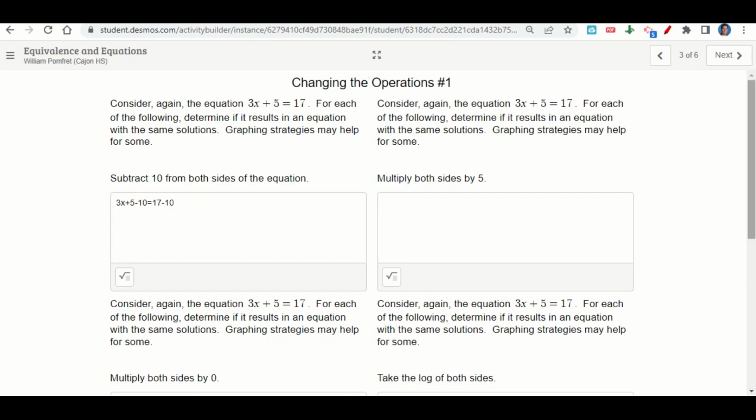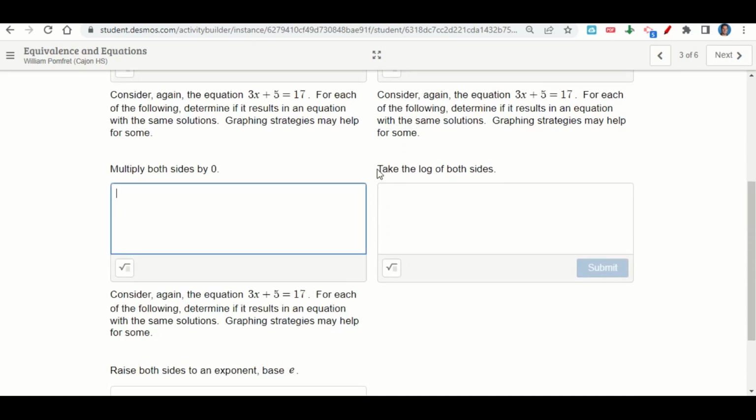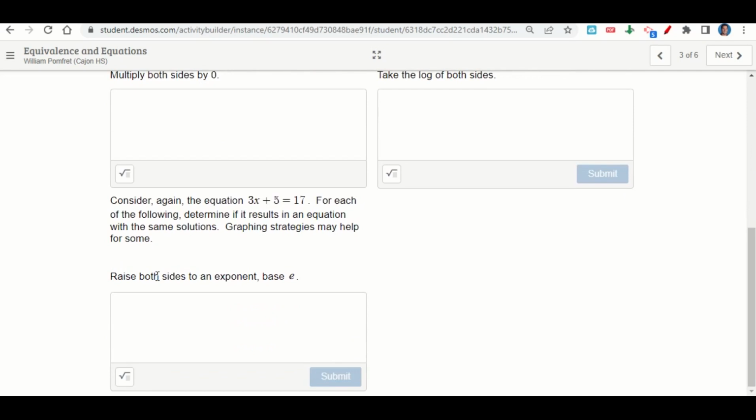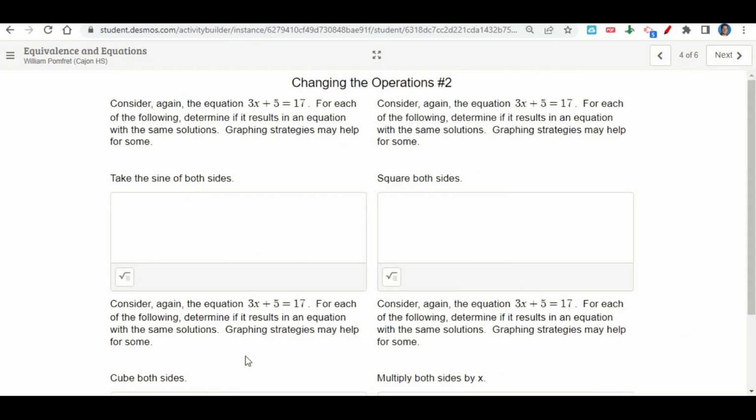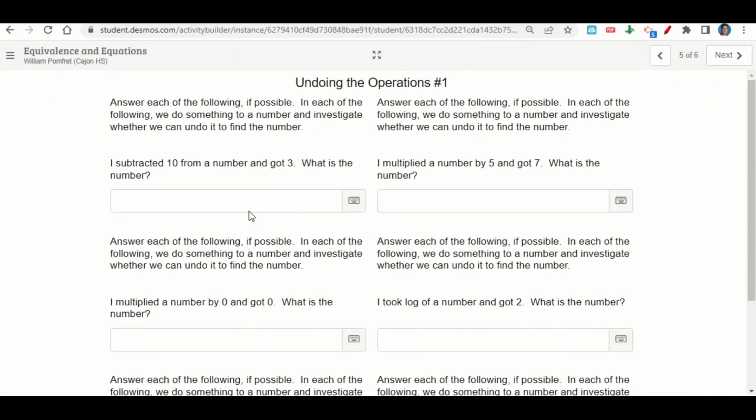So this time we'll multiply by 5. This time we'll multiply both sides by 0. This one says take the log of both sides. If you're not sure what that looks like, go ahead and enter that into a calculator. Raise both sides to an exponent with base e. So that means you're going to have e to the 3x plus 5 power is equal to e to the 17th power. And you're going to decide whether the solutions are the same. So you'll do that for each of these. And we're going to continue that. Cube both sides, take the sine of both sides, and we'll keep going.